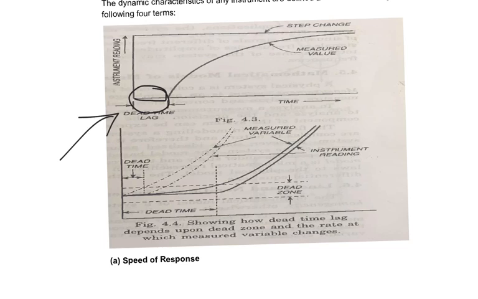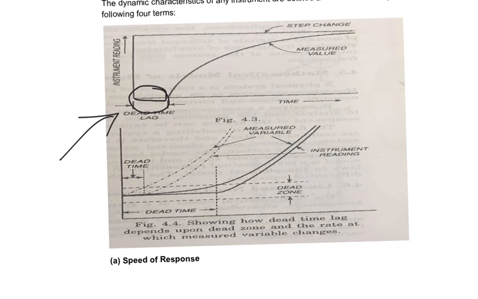Again you have 2 different types, that is retardation type and time delay type. Time delay type is also called dead time. We will also look into it. Next is fidelity, the degree to which an instrument accurately follows the change in the measured variable without introducing a dynamic error. Next you also have dynamic error here.